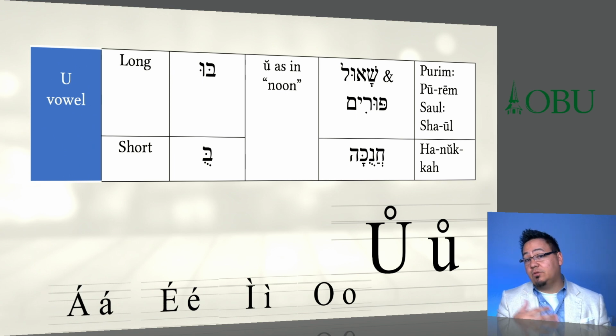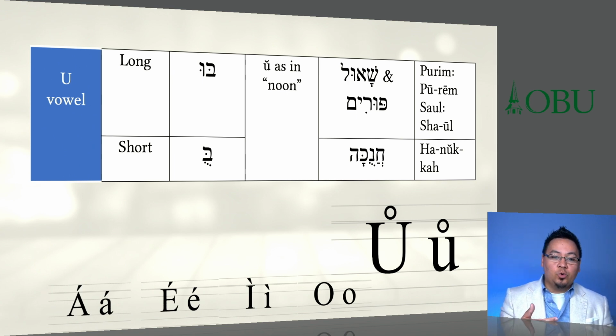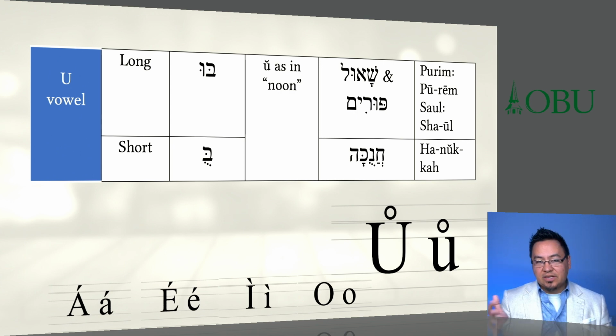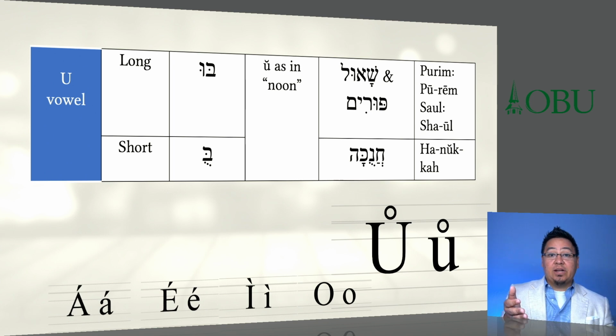U-class vowels, you have long and short of these. You have U as in noon, or boo, right? Boo. Boo is to come in or enter, okay? But we see this in several different names. We have Purim, the high holy day that was developed in the book of Esther in Persia, Purim. We also have Shaul, or Saul, Shaul, and that's there in that name.